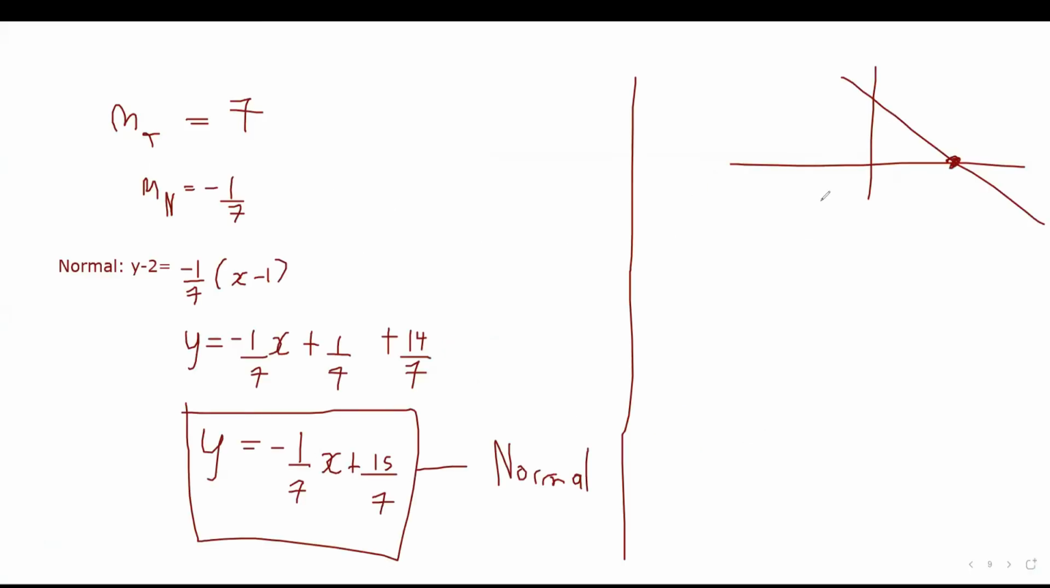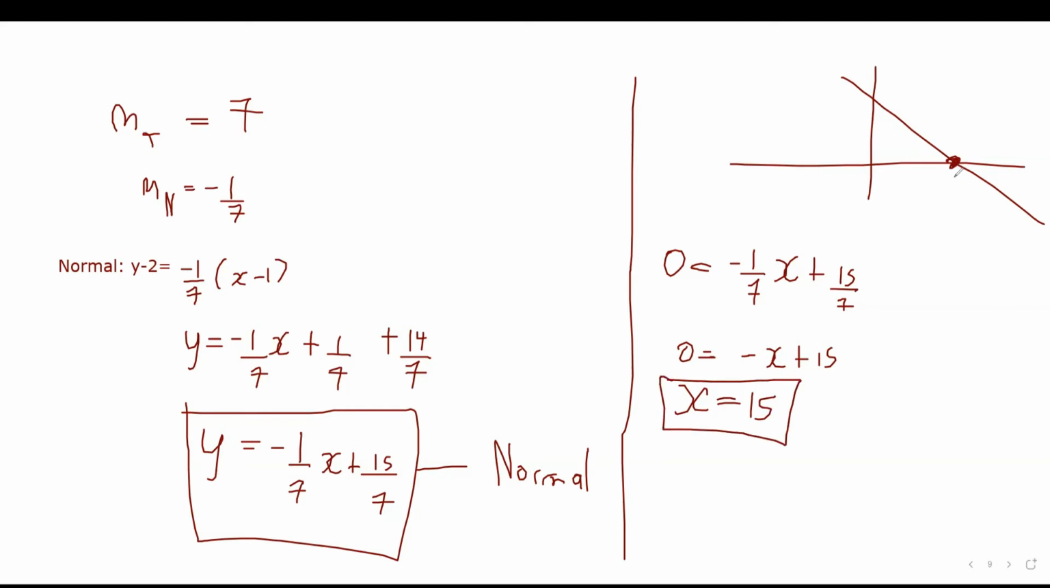So to find N now, we put y as 0. So we get 0 is minus 1 over 7 times x plus 15 over 7. We can multiply through by 7 to get 0 is minus x plus 15. And so what we end up getting is x equals 15, right? So x is 15. So this is the point N. N is the point (15, 0).